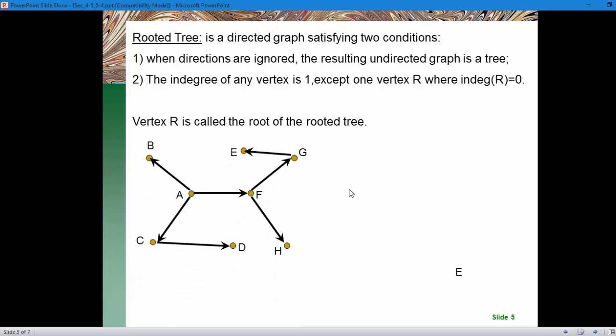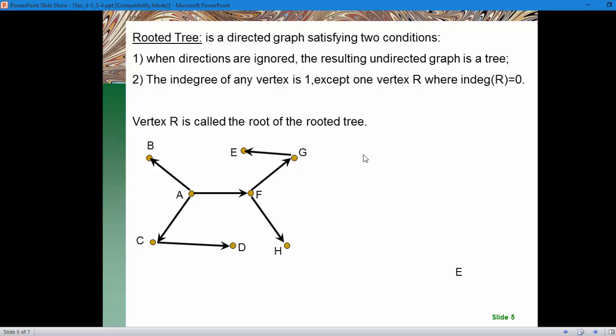Here's an example of a rooted tree. If you ignore the arrows, replace the arrows with just a simple edge, a simple segment, then what you have is a tree. It's connected. There are no cycles. And then condition number 2, let's put back the arrows in the graph. The in degree of any vertex is 1.